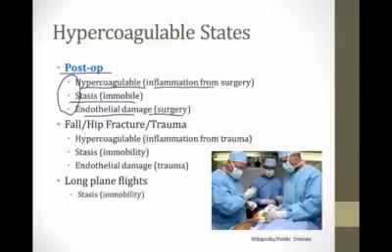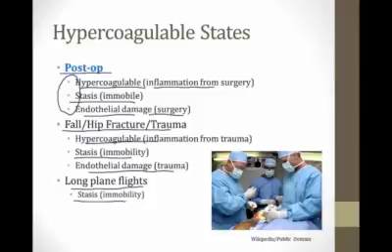Another common hypercoagulable state is trauma. For example, if a patient has had a fall or developed a hip fracture, they're hypercoagulable again from inflammation. Once again, they're usually immobile after a trauma, and that leads to stasis of blood, and there's endothelial damage from the trauma. Another common hypercoagulable state is a long plane flight. Patients are often advised to get up and walk around regularly on a long plane flight. The reason is if they sit for a long period of time, blood pools in their legs, and this can lead to deep vein thrombosis, and this is because the blood becomes static, or they develop stasis of the lower extremities from being immobile on the long plane flight.